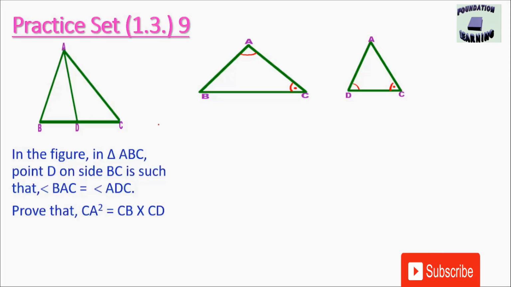Now we'll do the last sum of practice set 1.3. So in the figure, triangle ABC, point D is on side BC. D is here, such that angle BAC is equal to angle ADC. Okay, this top angle is equal to this angle here.